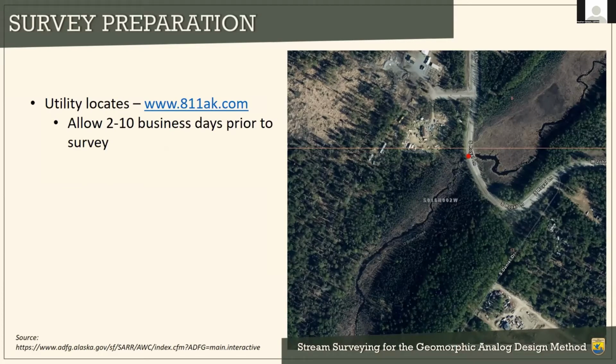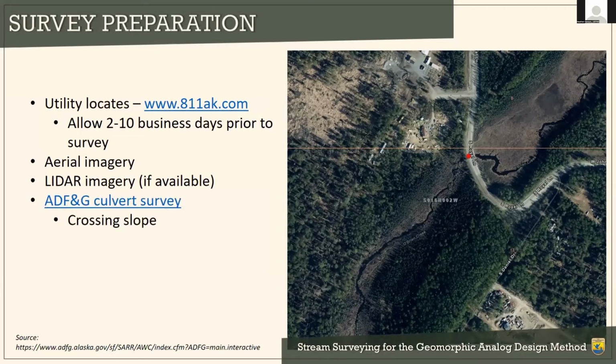You want to get utility locates done. Look at your aerial imagery. Get LiDAR if it's available. Check out the ADF&G culvert survey online, and you might be able to even get a crossing slope off of that, as they've done some longitudinal profiles on a lot of these culverts that have been surveyed. Look for potential reference reach locations in your aerial imagery.